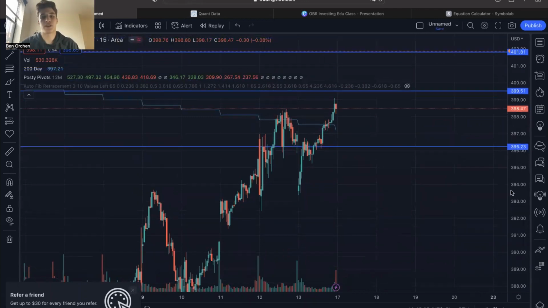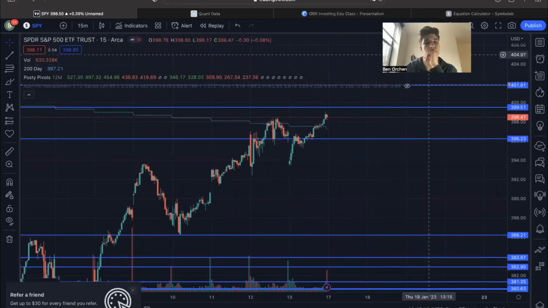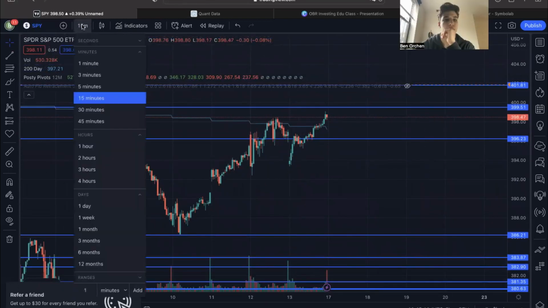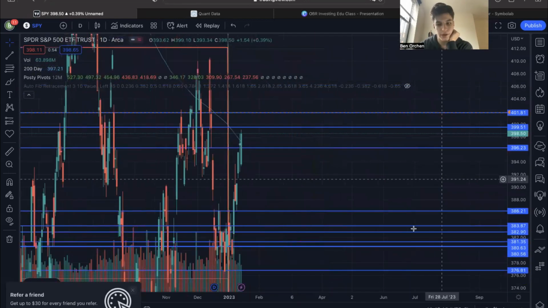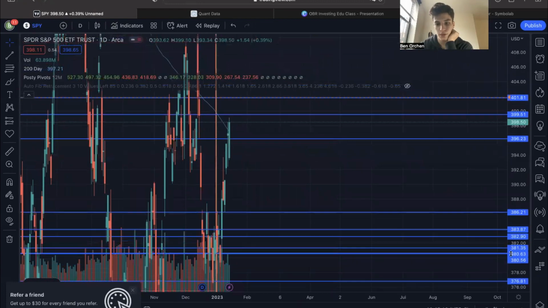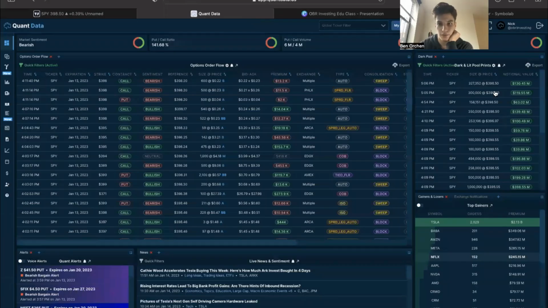So these are, and I've sent this a few times in the chat, so you might already be familiar with some of these, but these are all dark pool prints right here. All these horizontal plots are dark pool levels that I have gotten from this dark pool window over here on Quant Data.